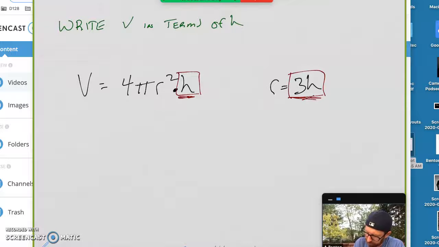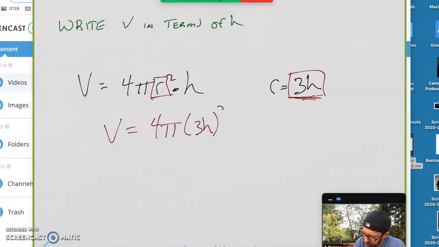with this. So I get V equals 4 pi, do my substitution, R squared times 3. Oh, wait, I messed up. Don't plug it into H. I misspoke. Plug it into R. I want it in terms of H. So I get 4 pi R, which is 3H, squared times H. And I get volume equals, now I just do a little simplifying.